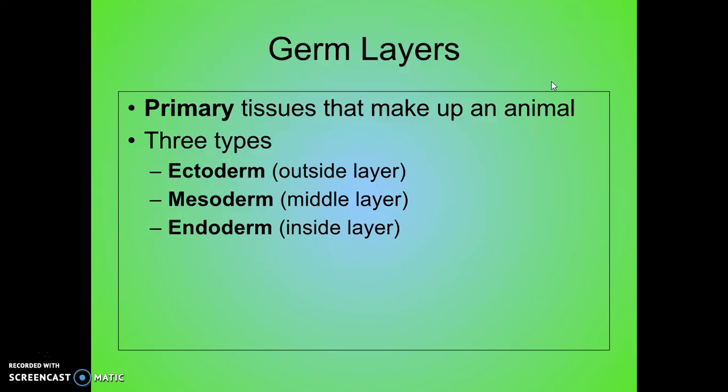Germ layers are the tissues that animals develop from. You develop from something called a blastula when you're in the uterus. And then these different layers of that blastula develop into the different portions of you. So the ectoderm, ecto meaning outside, mesoderm, meso meaning middle, and endo means inside.